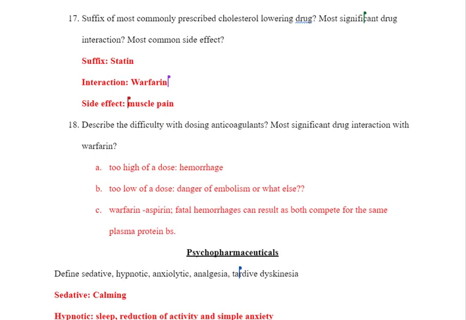All right, let's see. Describe the difficulty with dosing anticoagulants. Because if you give too much, they'll hemorrhage. If you don't give enough, there's danger of embolism. What's the other thing? Thrombus. Yep. And the most significant drug interaction is aspirin.